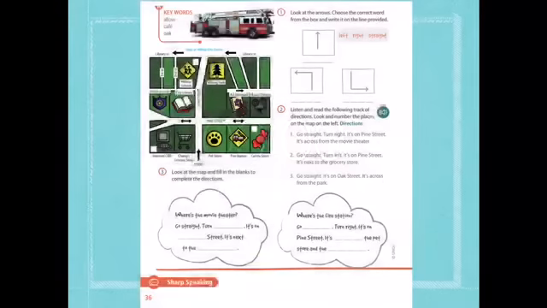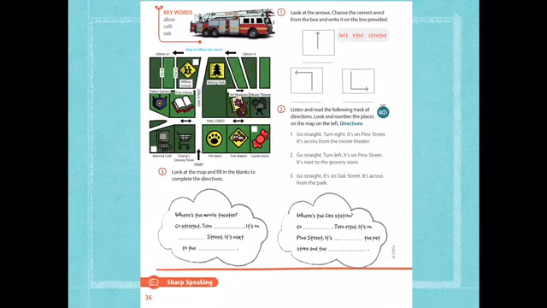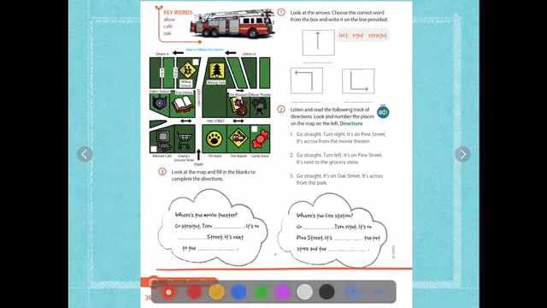Okay, guys, now it's time to check your answers on page 36, Sharp Speaking. It says, look at the arrows, choose the correct word from the box and write it on the line provided. What are the directions? If I go in this direction, what is going to be the correct word? Straight. I go straight. Very good.